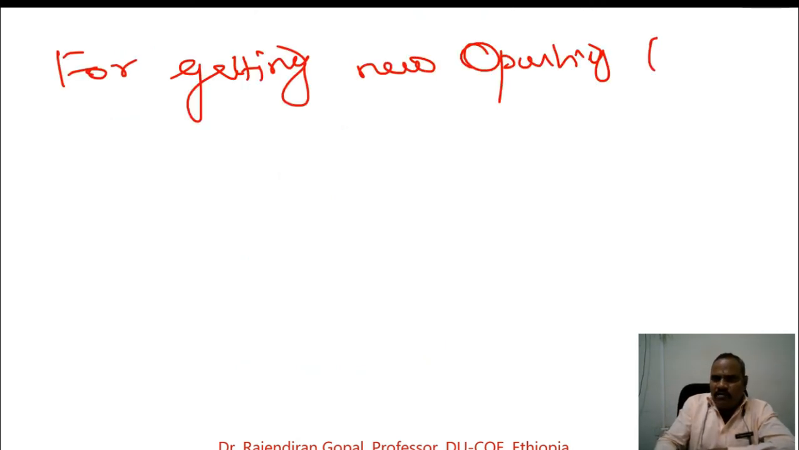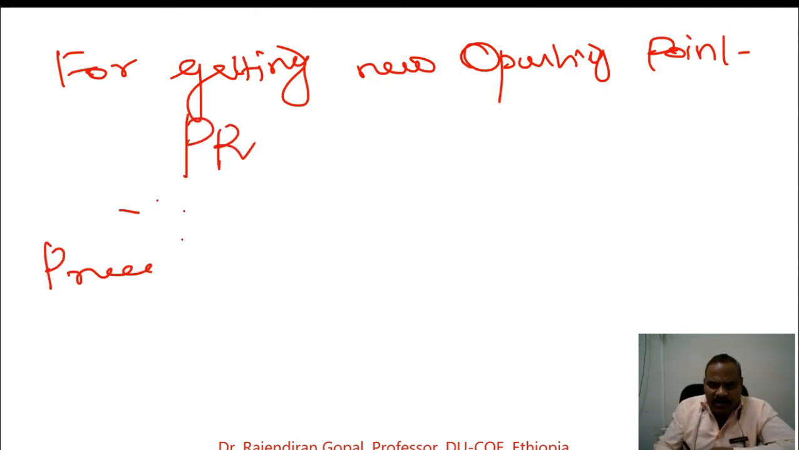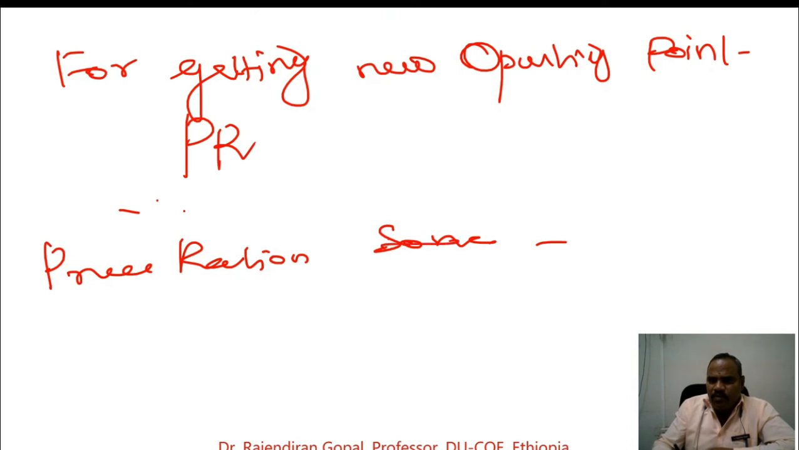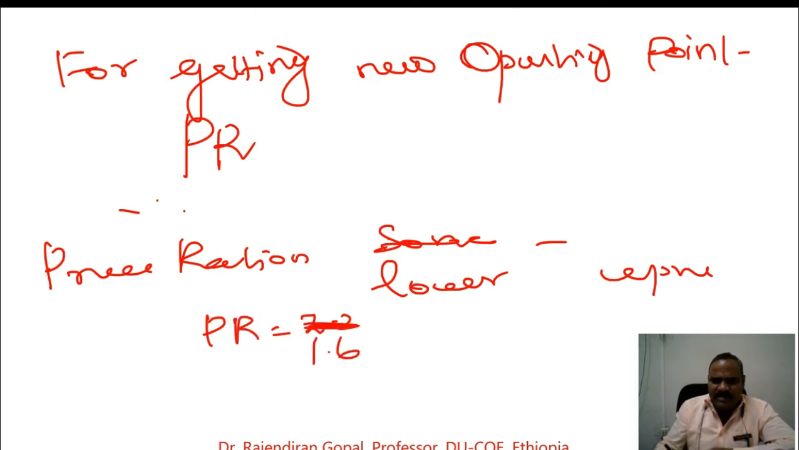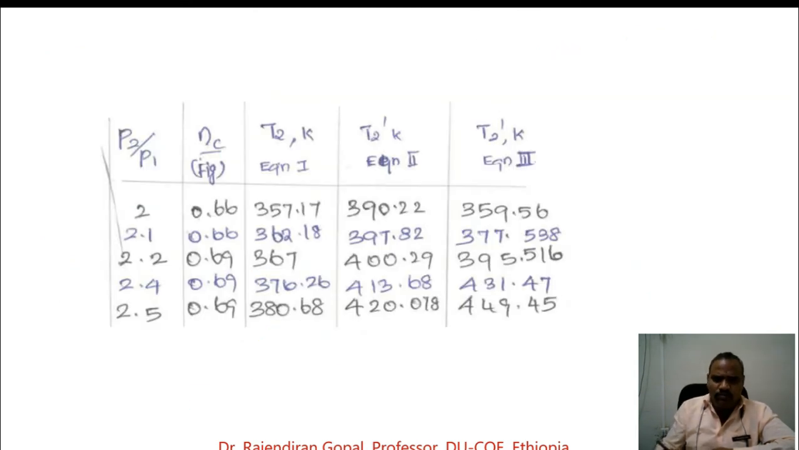Now for getting the new operating point, we don't know the pressure ratio. Therefore, assume the pressure ratio from some lower value to upper value. So already we derived the pressure ratio is equal to 1.6. Here mass flow rate of air increased, the volume flow rate is increased, so the pressure ratio is expected to increase. So assume that this pressure ratio is increased from 2. Initially assume this pressure ratio is equal to 2, and then from the figure efficiency of the compressor is 0.66.